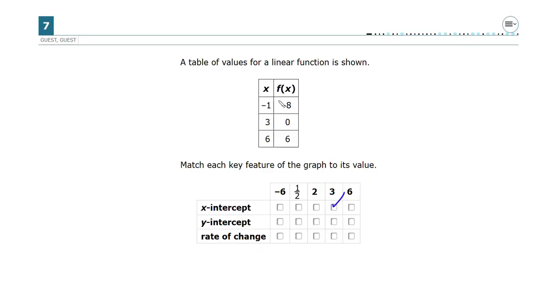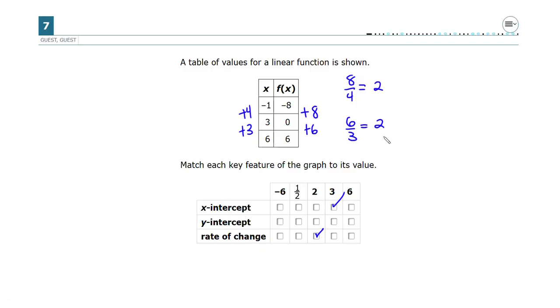We can figure that out. In x, from -1 to 3 is +4, and from 3 to 6 is +3. For f of x, from -8 to 0 is +8, and from 0 to 6 is +6. And so rate of change is change in y, or f of x, over change in x. So that's going to be 8 over 4 and 6 over 3, and they both equal 2. So our rate of change is 2.